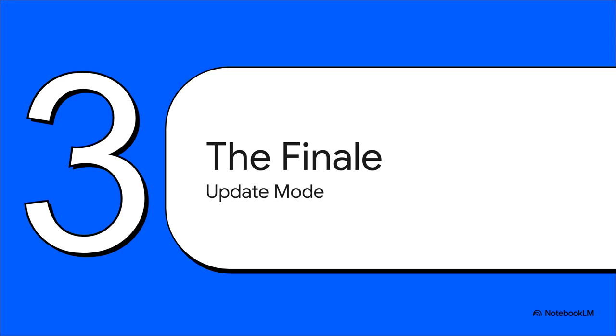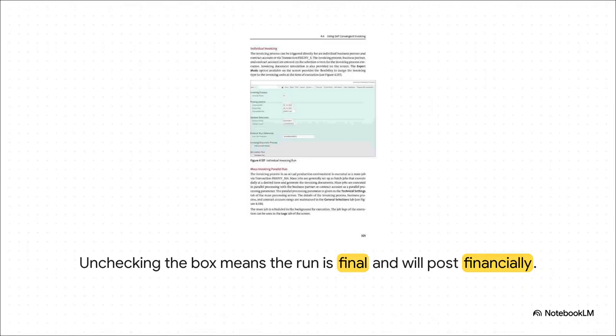Now it's time for the main event, the finale, the update run. And here's the thing, going live is just as simple as running the test. You go right back to that same screen, but this time you uncheck that simulation run box. That one little click is you telling the system, okay, this is for real now, this is not a drill. That means the run is final and it is going to post financially. This is the part you can't just undo.